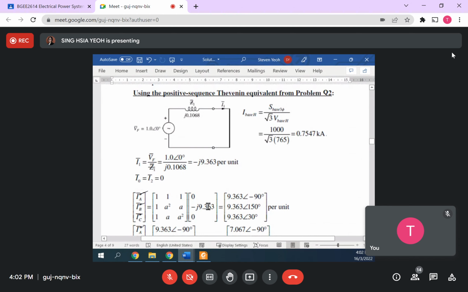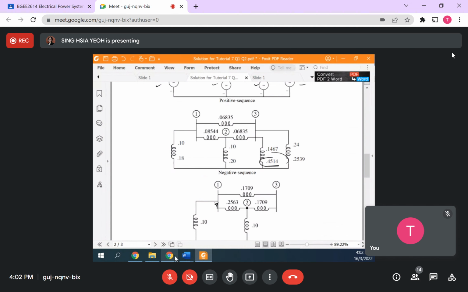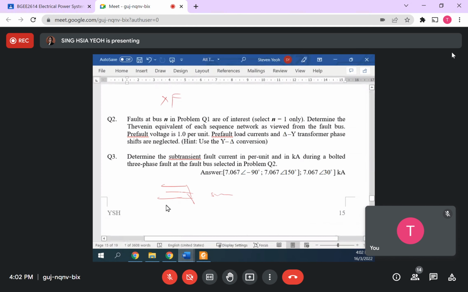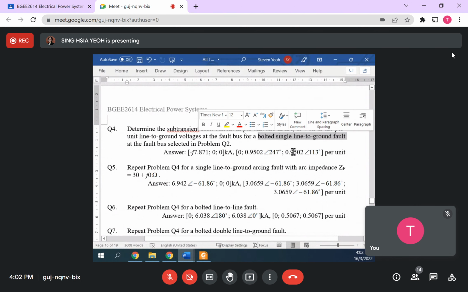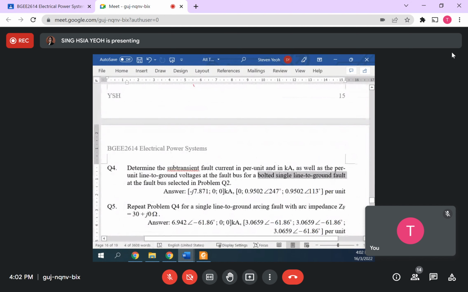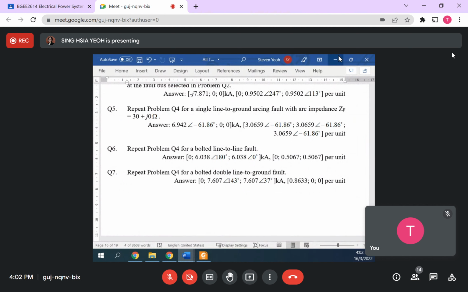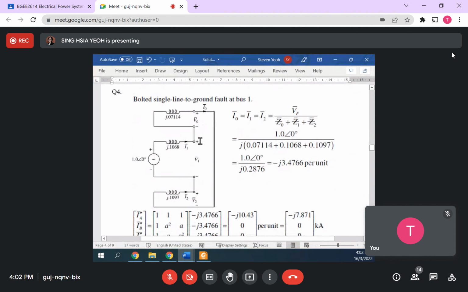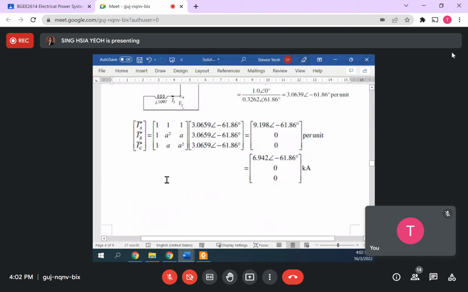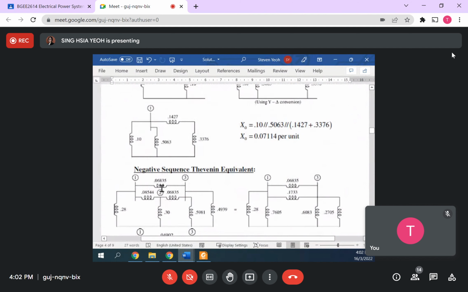Any questions? This is for the three-phase symmetrical fault. Am I too fast? After that will be the single line to ground fault, single line to ground fault with ZF, then line to line fault, and double line to ground fault. I would like you to do it yourself, and we will discuss next week. Are you okay?